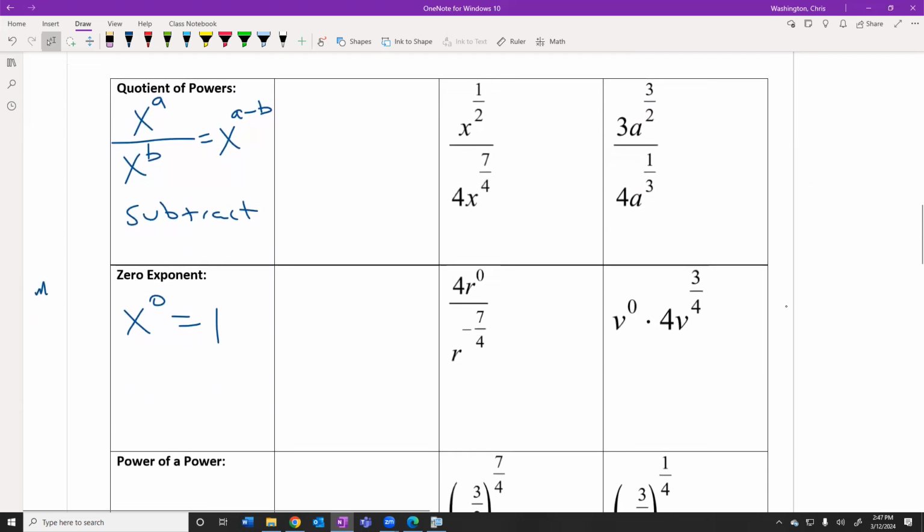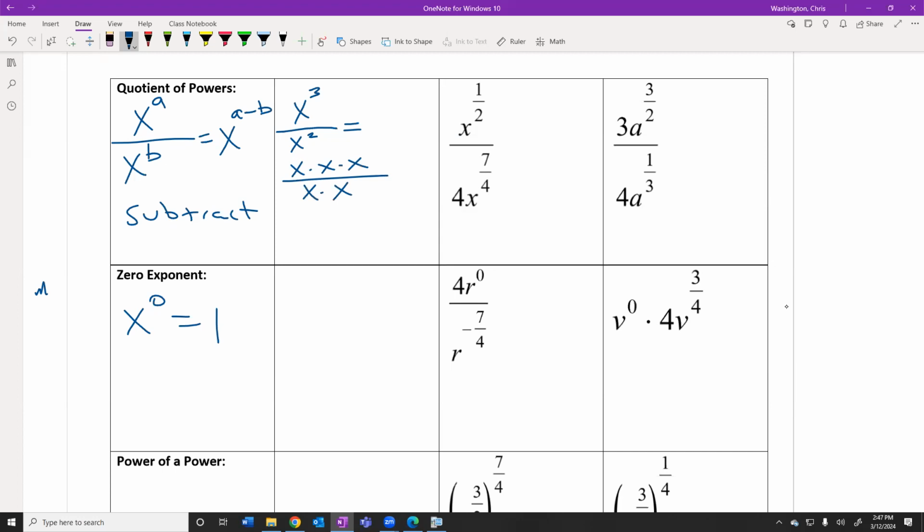All right, this quotient of powers, we said we're going to subtract the exponents. Why do we subtract the exponents? What if we had something like x to the third over x squared? Simple example. We don't want to write all of these out every single time. So if we can generalize this, x to the third is x times x times x. X squared is x times x.